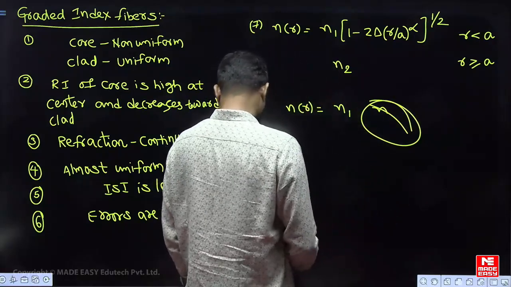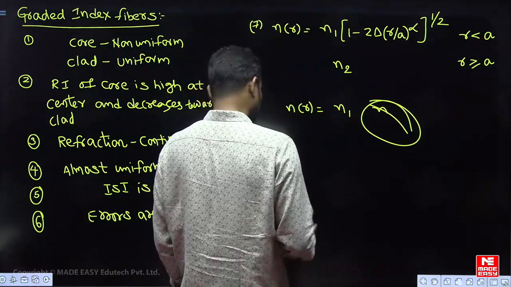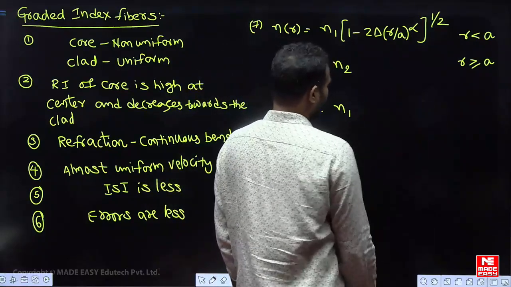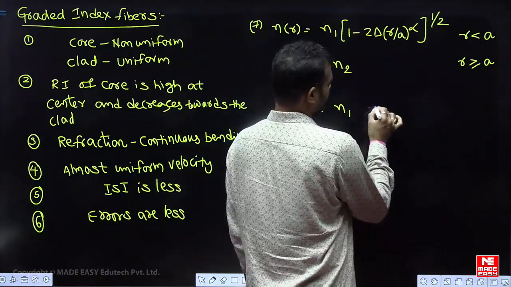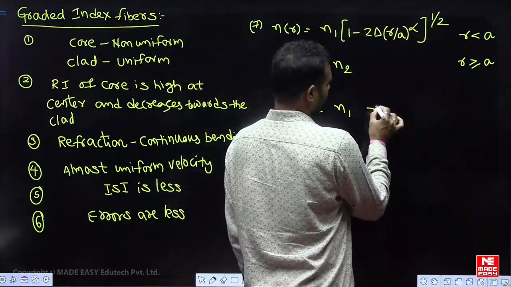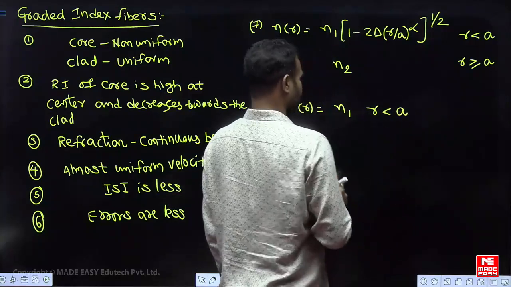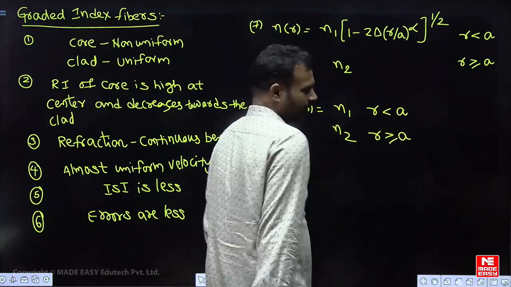So we write like this: N1 when your R value is less than A, and it is equal to N2 when the R value is greater than or equal to A.